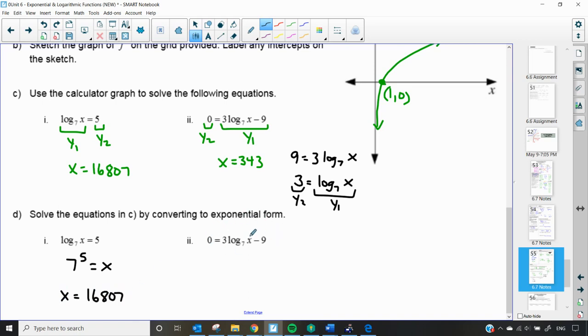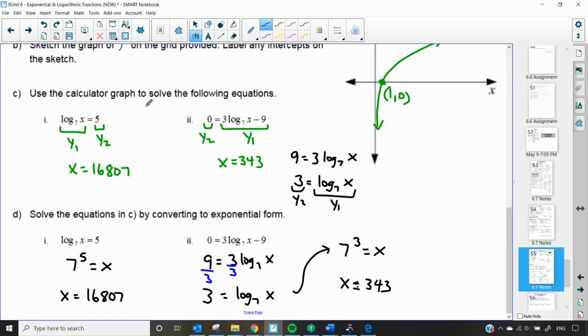For the next equation here, if I want to get x by itself, the first thing I'm going to do is bring over the 9. So I'll have 9 equals 3 log base 7 of x. Divide by 3 on both sides, and we're going to have 3 equals log base 7 of x. And then writing in exponential form, we're going to have 7 cubed equals x, and that means that x equals 343. So as soon as we have an equation, that means there's an equal sign, we can solve both algebraically by writing in exponential form or graphically by putting it on our calculator.